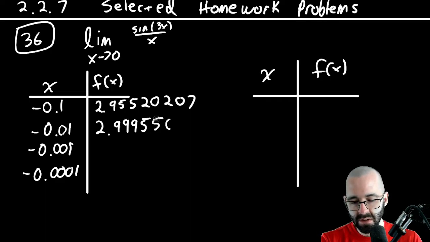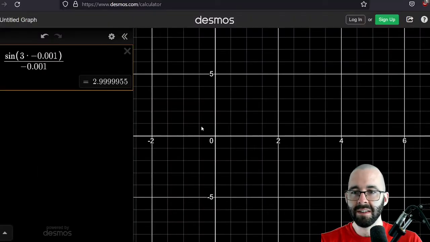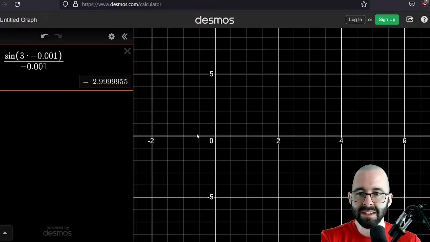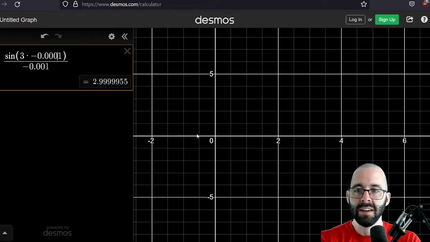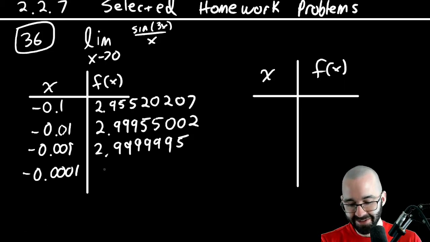5002. Add another 0. That's all we're doing here. 2.9999995, and this one doesn't actually give us the 8th decimal place for some reason. And let's add another 0. 2.99999996.